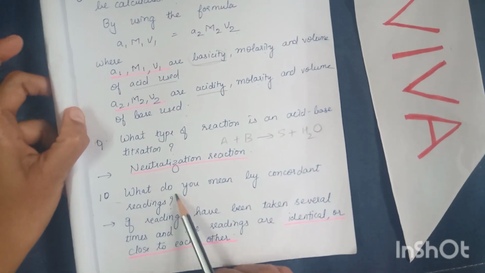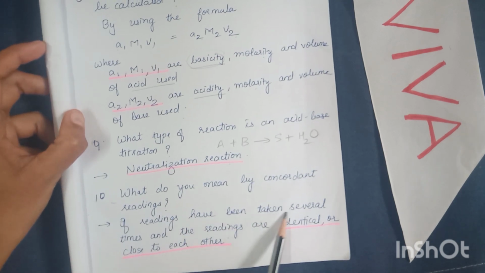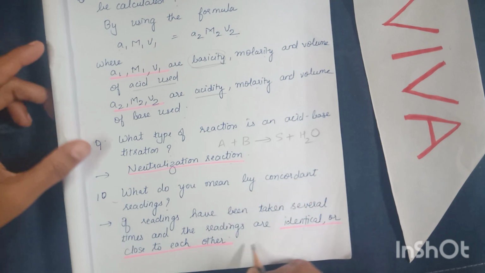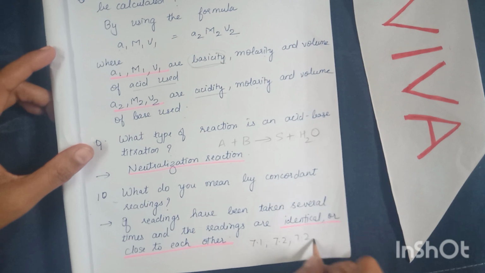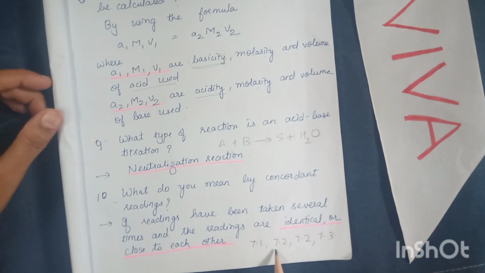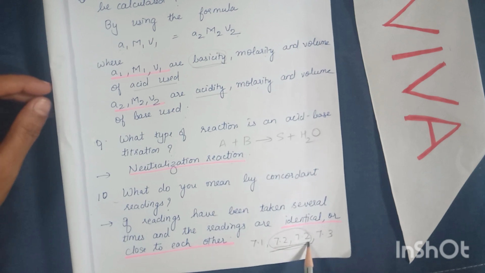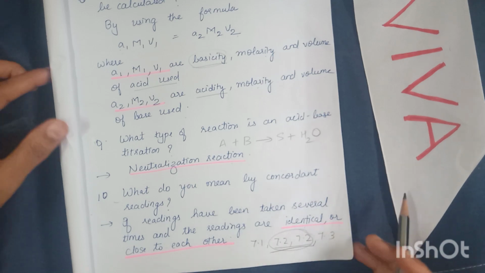Next, what do you mean by concordant readings? If readings have been taken several times and the readings are identical or very close to each other, those readings are termed as concordant readings. If you take readings 7.1, 7.2, 7.2 and 7.3, here you see 7.2 is repeated twice, so 7.2 should be considered as the concordant reading.